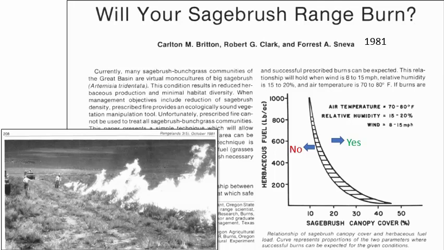At very low canopy cover, you need a very high loading of herbaceous material in order to get it to spread. At very high canopy cover, you can get away with low loadings of herbaceous fuel because the continuity is there.